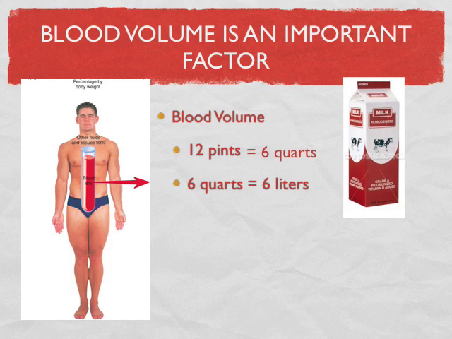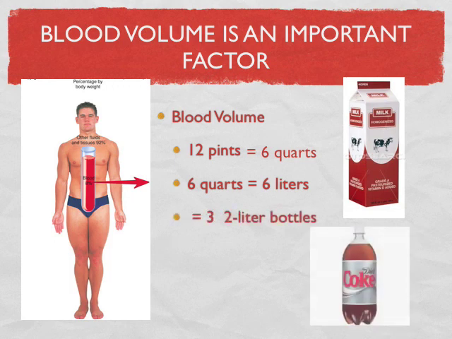We do know liters these days, especially if you purchase soft drinks in the supermarket. You purchase soft drinks in what? Yeah, typically in 2-liter bottles, right, that look like this. So if a liter is a quart, and there's 6 quarts or 6 liters, then 3 of those 2-liter bottles would be the total amount of volume, of blood volume, in the average sized human body.